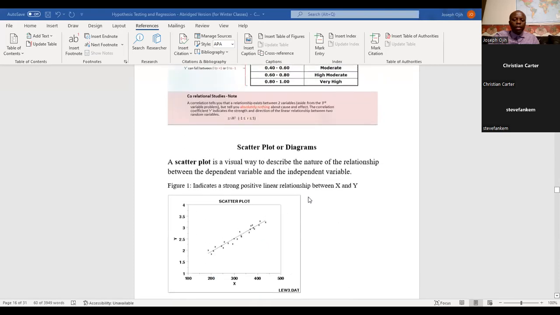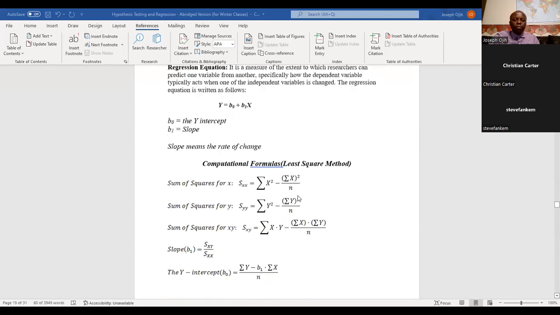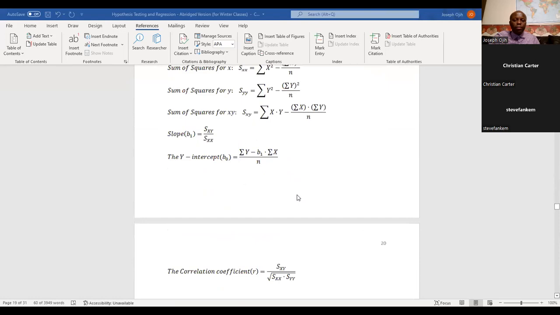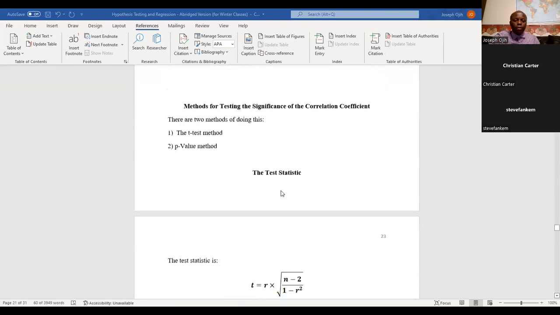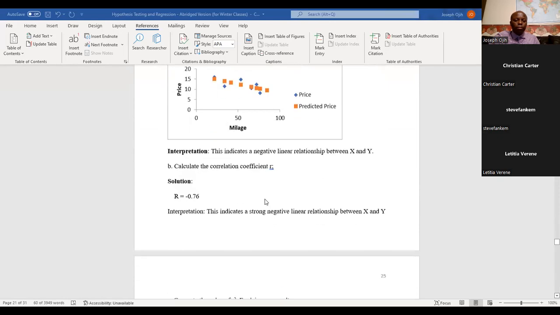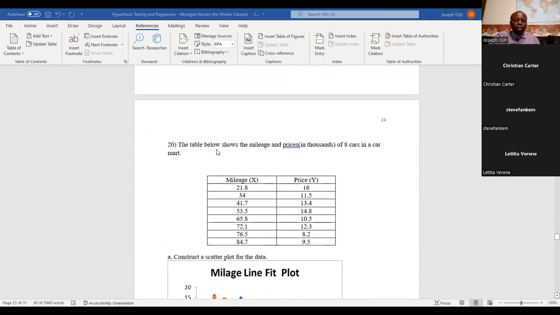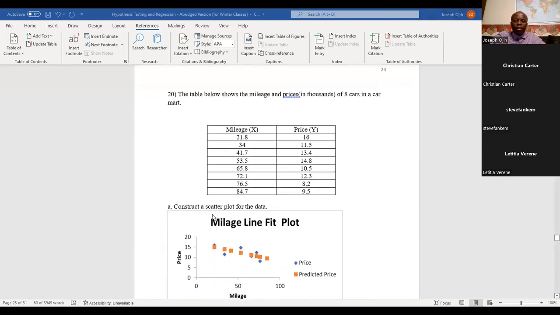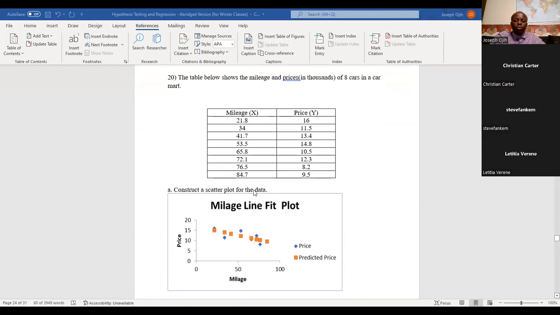Right. So back to our work. This is where we started. This is the question we are solving here. It says the table below shows the mileage and prices of 8 cars in a car mart. It's mileage and price, and they say construct a scatter plot. We did this in Excel before we left, before we were timed out.